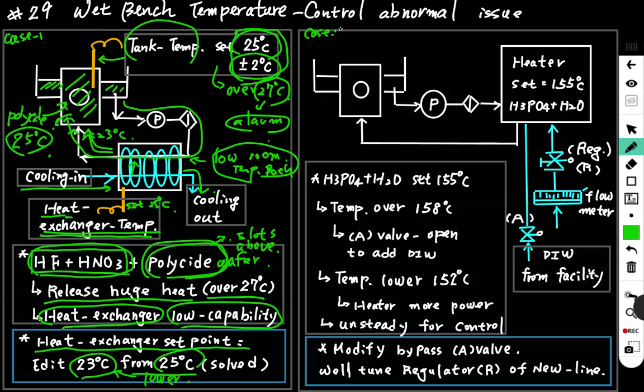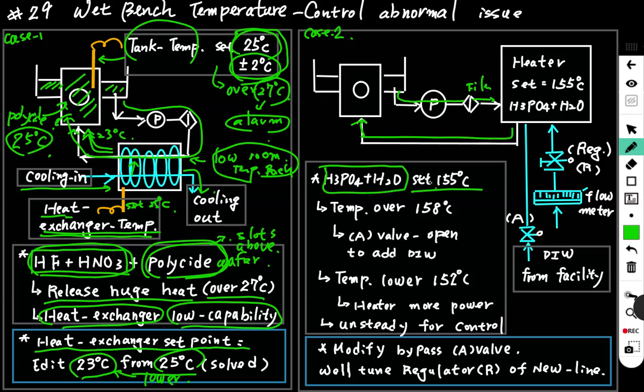And case 2, we have a phosphoric chemical. Phosphoric chemical is phosphoric acid with H2O water. It sets the process temperature at 155 degrees centigrade. This is a chemical circuit line from the pump and to the filter and to the heater, then back to the inner tank.